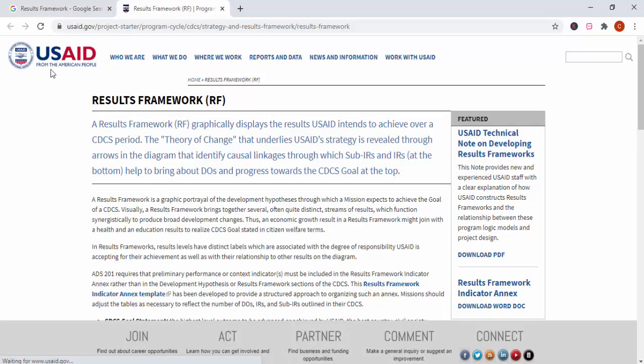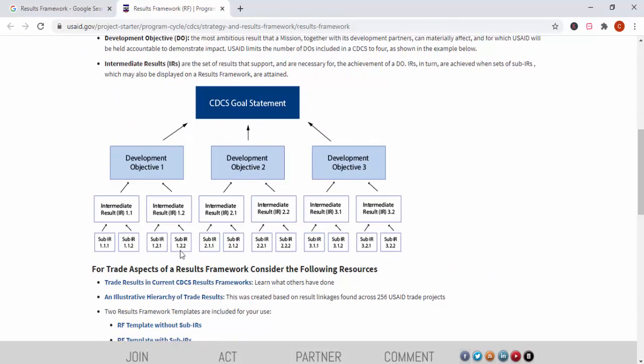So I'm on the USAID website, and if you go down here, it gives you an example of a results framework. So now what happens is others have different ways of presenting a results framework. The USAID has this example of a results framework where they have sub-intermediate results, okay, at the lowest level. Then you've got the intermediate result, and then you've got the development objective, and then you've got the goal, all right? So like I earlier mentioned, the goal is actually the highest level. This is the impact. Okay, so let me close that one.